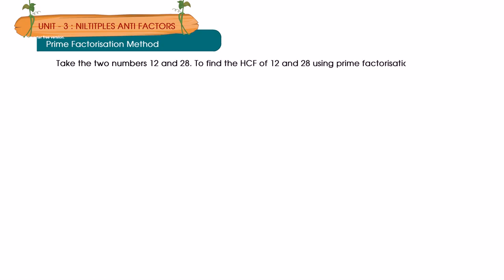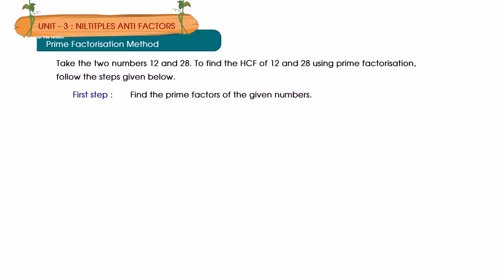Prime factorization method. Take the two numbers 12 and 28 to find the highest common factor of 12 and 28 using prime factorization. Follow the steps given below. First step. Find the prime factors of the given numbers. Prime factors of 12 is equal to 2 into 2 into 3. Prime factors of 28 is equal to 2 into 2 into 7.